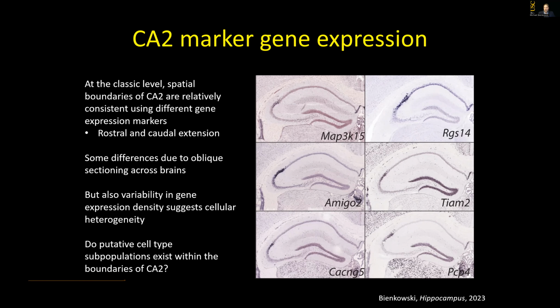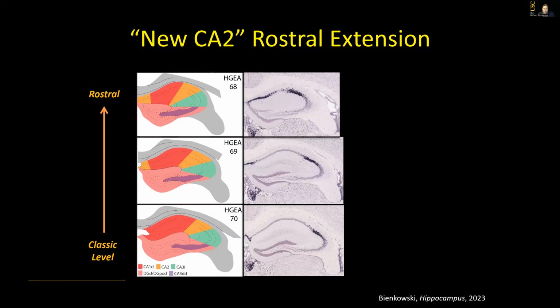And so we want to know, is there a gene expression profile that defines CA2, maybe not based on one marker, but several markers. So I just want to touch on, first, where are the boundaries of CA2 in the atlas? And this is now moving through the new CA2, starting from the more classic level in the bottom section here.